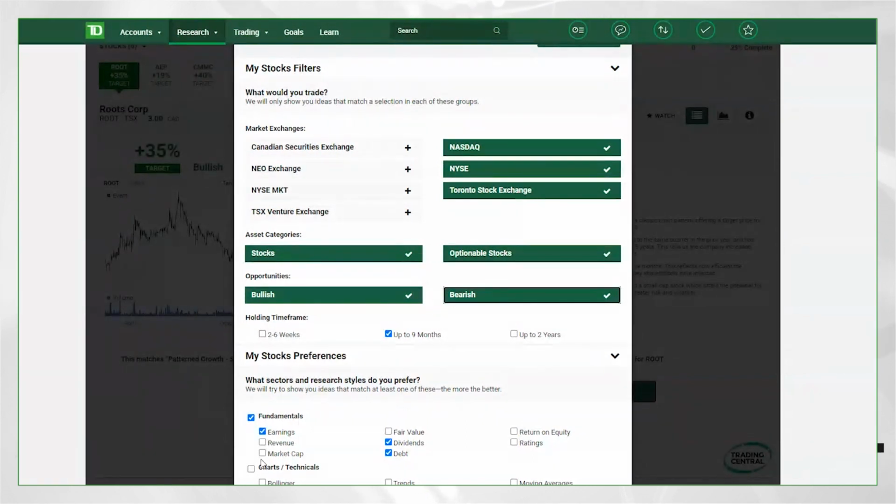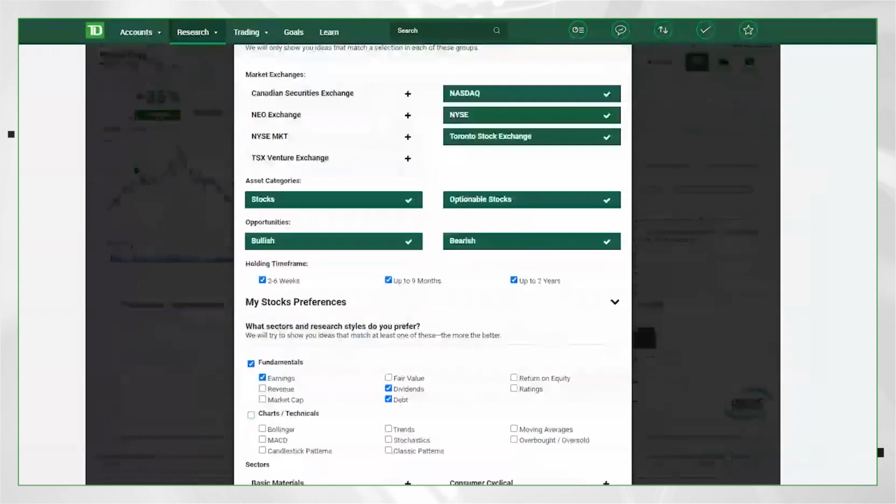You can also select your holding time frame. So those are for long-term investors. You don't want to be watching this every day. You click up to 2 years if you want, and only have that. If you're indifferent, select them all because you want the best ideas happening right now in the marketplace.